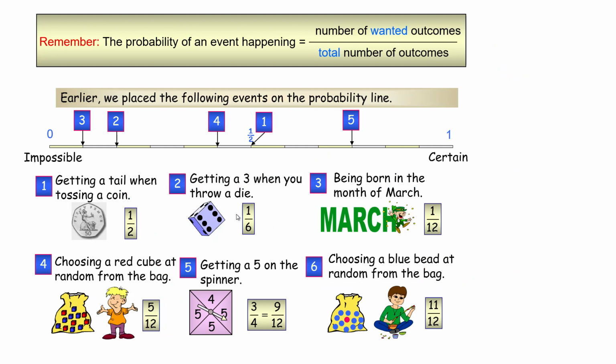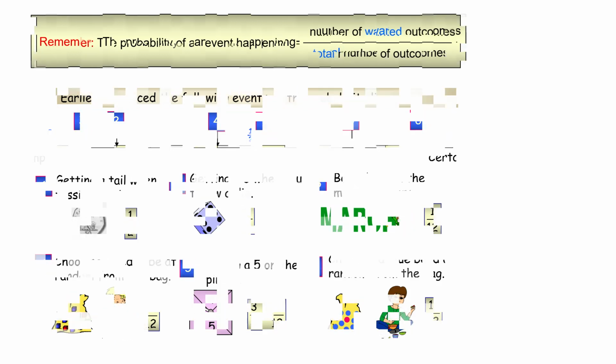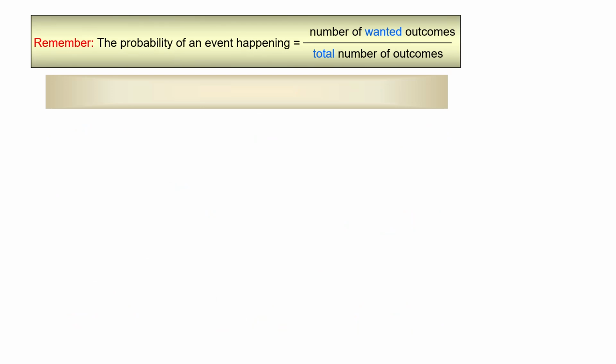Okay, so in our last lesson, we looked at this slide here, and if you remember, the probability of an event happening is the number of wanted outcomes divided by the total number of possible outcomes. And we looked at these. Possibility of getting a tail is a half, place it on there. Getting a 3 is 1 out of 6, and so on. So what we're going to look at today is, moving on, the probability of an event not happening.